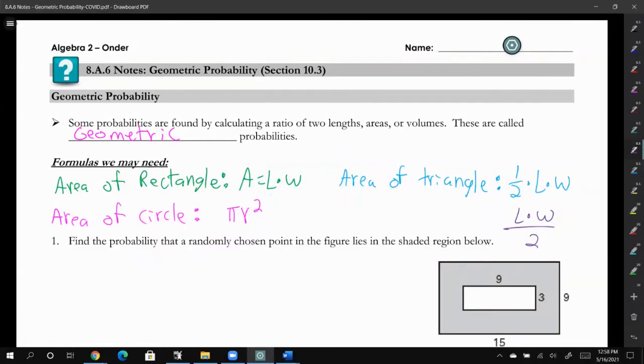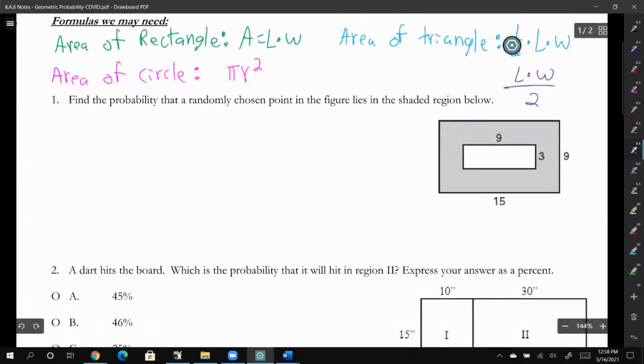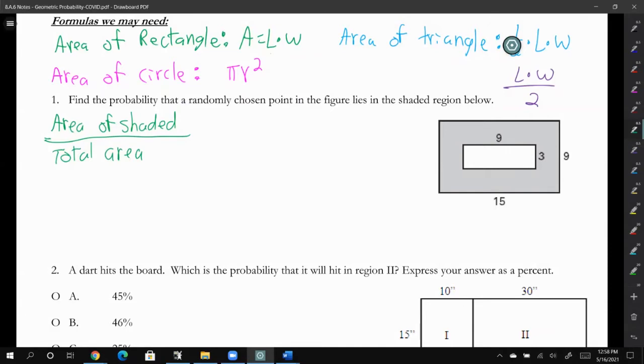So let's look at some examples down here. We're going to find the probability that a randomly chosen point in the figure lies in the shaded region. What we need to do is calculate the area of the shaded region, because remember, probability is the number of successes divided by the number of possible. So we want the area of the shaded region divided by the total area. That will give me the probability that my randomly chosen point will be in that shaded region.